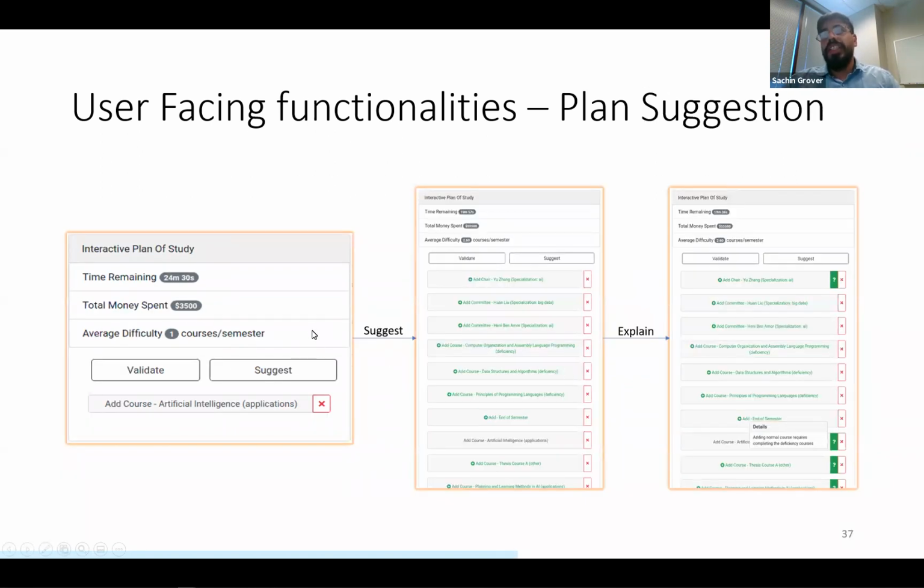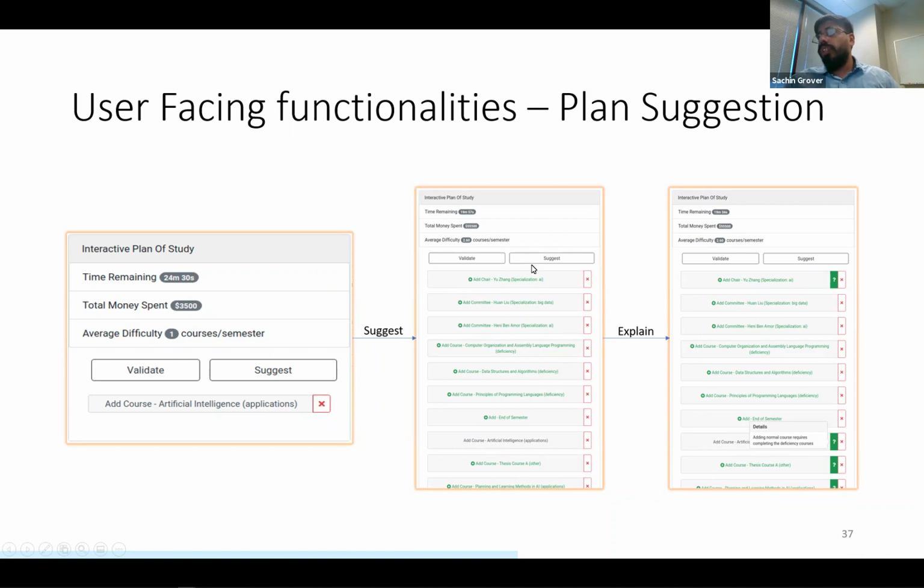Next is suggest and explain. Suggest was that if there is a plan that the student has constructed, then the system tries to complete it. It goes through 2 steps, where it does plan recognition, and once it has recognized what plan the student is trying to execute, it would present that plan to the user.